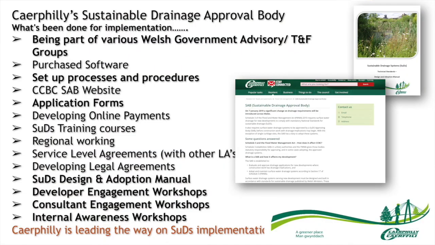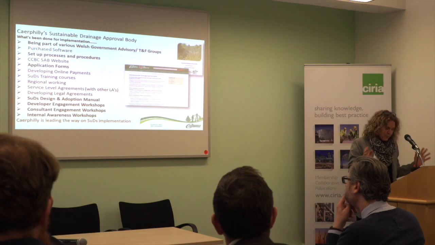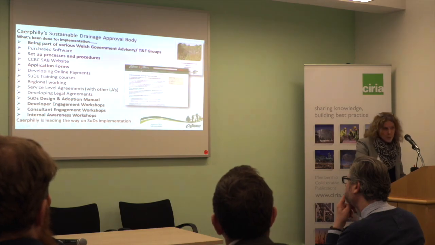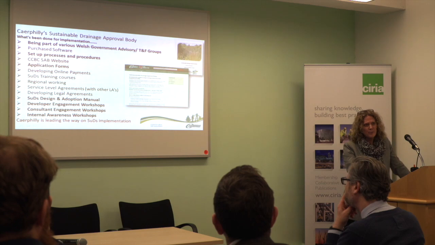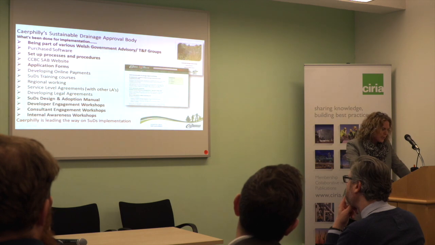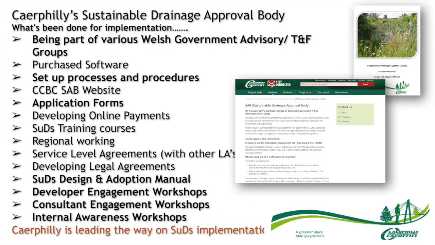So what have we been doing for the last year? It's been a roller coaster, let me tell you. We have been part of various task and finish groups with Welsh Government. Rhodri will go through some of them. Fees and bonds, commuted sums, the actual guidance document for setting up the SAB, the legal agreements, everything. We've purchased software to process the applications, and we've purchased software for checking calcs as well. So there's been quite an outlay. It's been about 20 grand on the software to process them, and then obviously the extra hydraulic software we needed. We've set up processes and procedures, which Rhodri will go through.